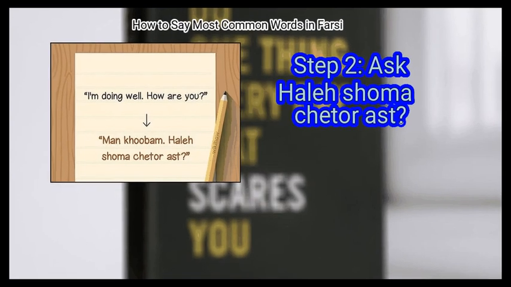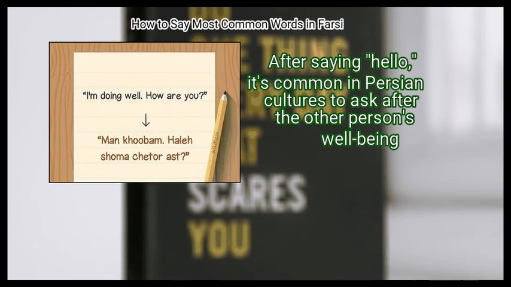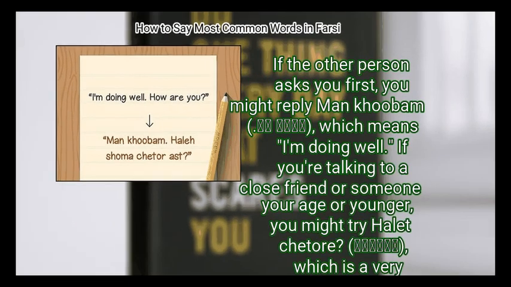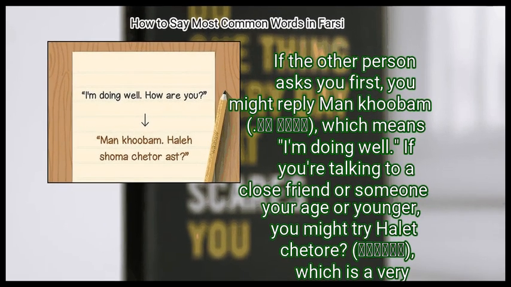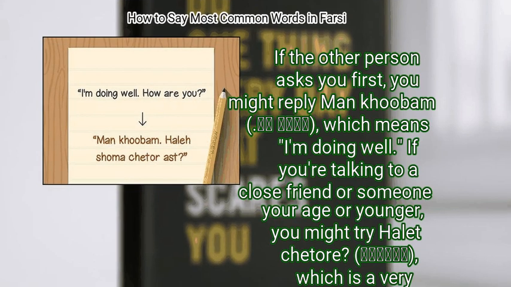Step 2. Ask haleshoma chetor ast. After saying hello, it's common in Persian cultures to ask after the other person's well-being. If the other person asks you first, you might reply man khubam, which means I'm doing well. If you are talking to a close friend or someone your age or younger, you might try hale cheto, which is very informal, similar to saying what's up.